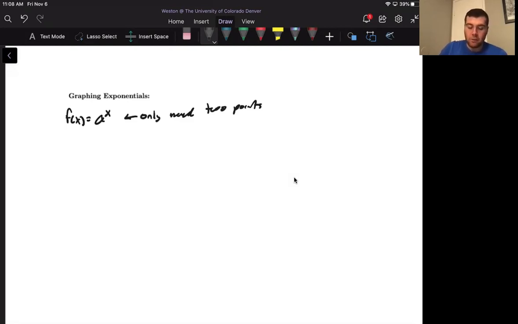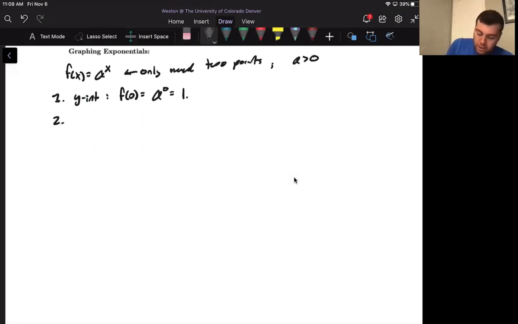So let's just start off with the graph. We'll start the graph with the 2 most important points. First, the first important point is the y-intercept, which is what we get when we plug in f of 0. So if we have some exponential, a to the x, also we're going to note that a is greater than 0, then f of 0 is a to the 0, and any positive number raised to the 0 power is just 1.